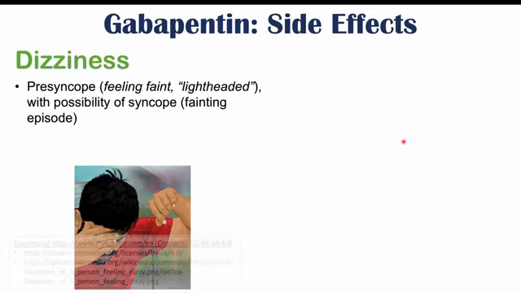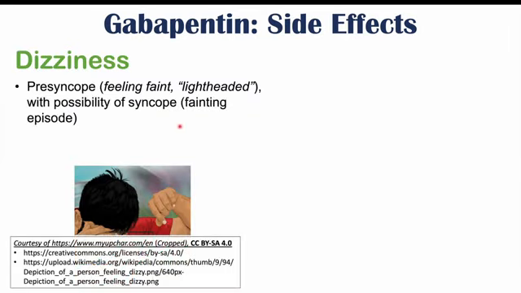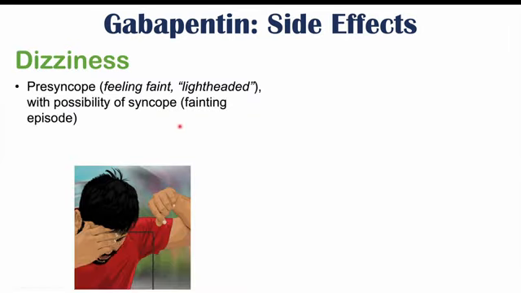Some other side effects that can occur include dizziness. Dizziness can involve presyncope, so feeling faint or lightheaded, with a possibility of syncope in some cases. Syncope is a fainting episode. And this can be relatively common as well. It has been estimated to occur in up to 20% of gabapentin users.